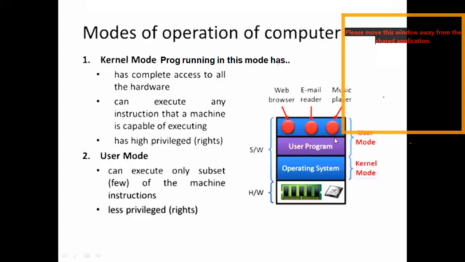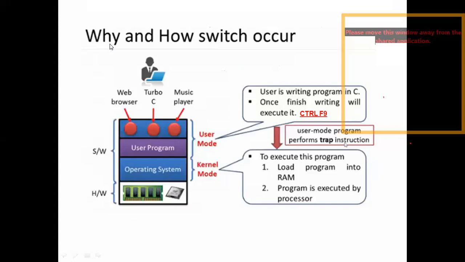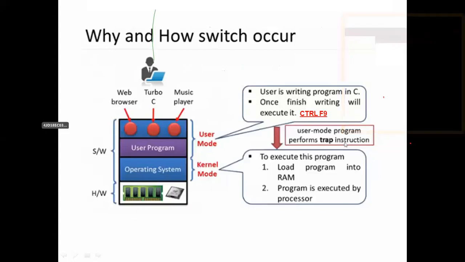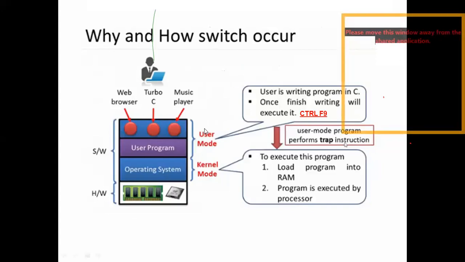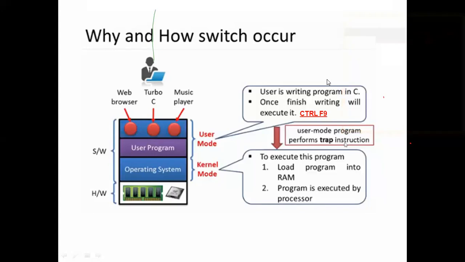Fine. We can have switching between the user mode and the kernel mode. While executing any program, we need switching between the modes of the computer, say from user mode to kernel mode. For example, if a user is writing a C program, upon writing it, I need to compile and execute it, by pressing Control F9. These tasks, writing the program in C language and compiling it using Control F9, are carried out in the user mode.